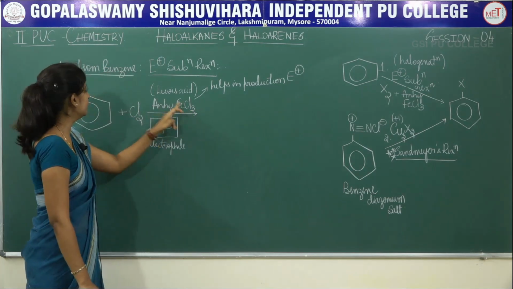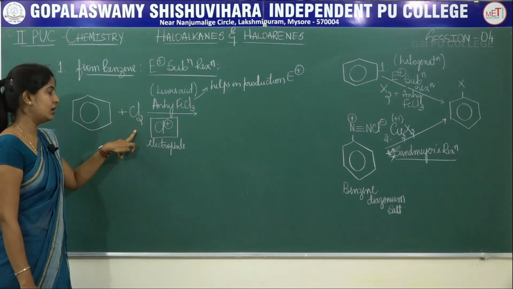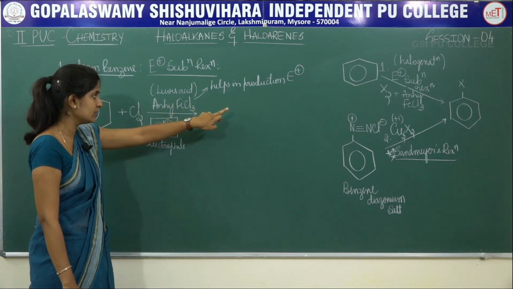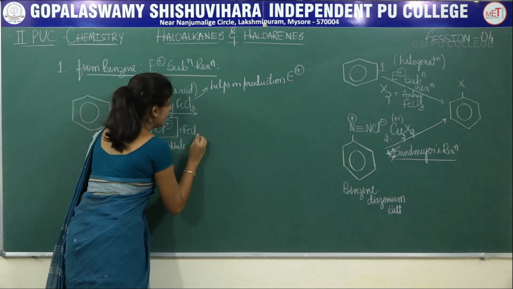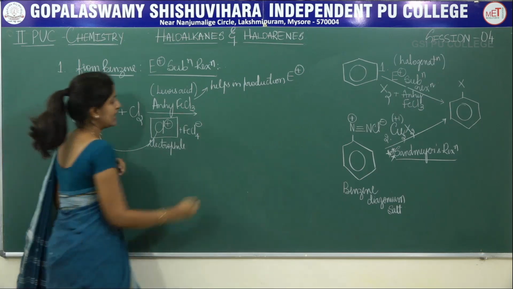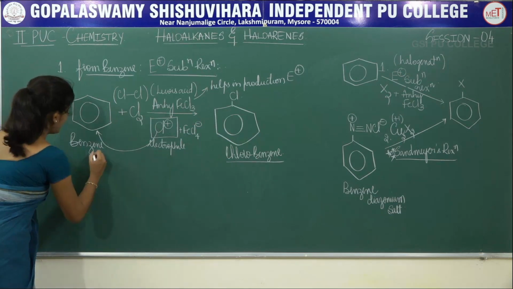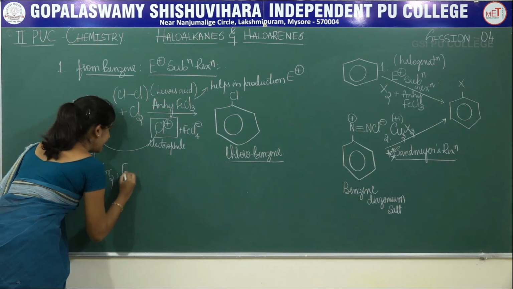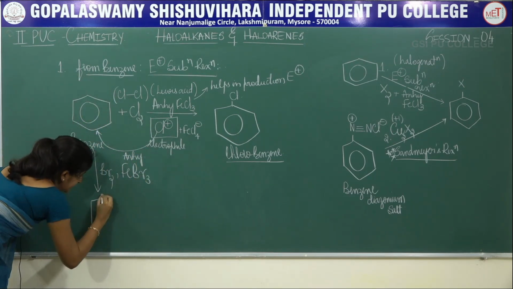So FeCl3 will combine with this Cl2. The Cl-Cl bond has been weakened. As a result, it forms FeCl4 minus and Cl plus. This electrophile attacks your benzene. As a result, what do you get? Your chlorobenzene is formed. In the same manner, you can also have a reaction of bromine in presence of anhydrous FeBr3 to get your bromobenzene as the product.